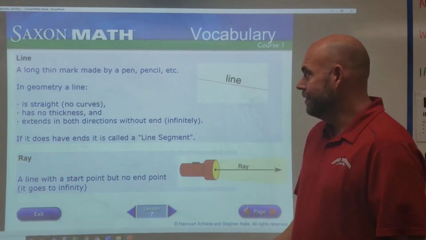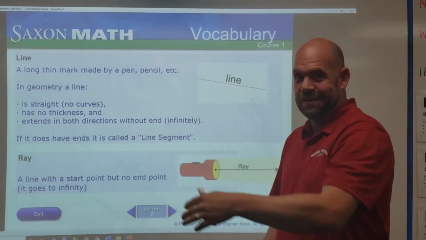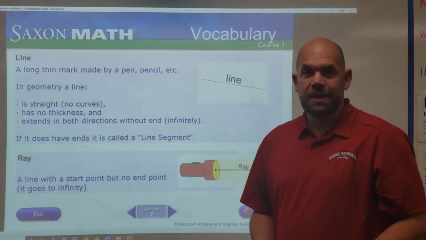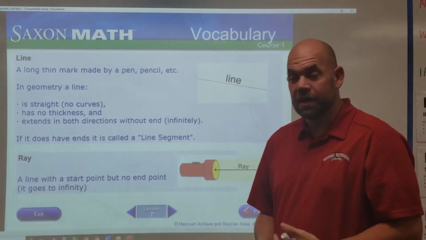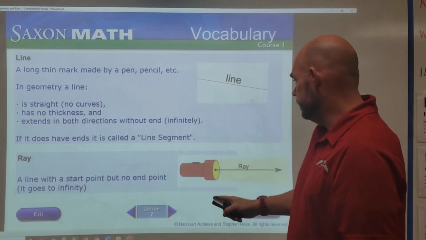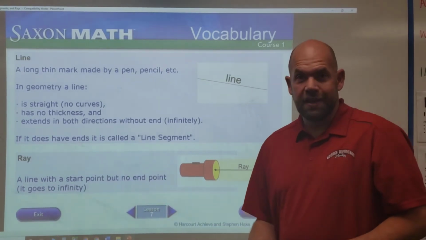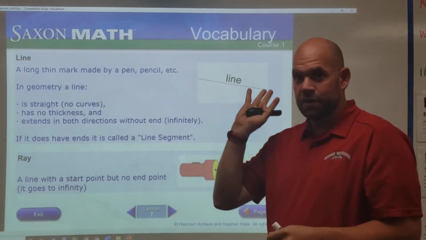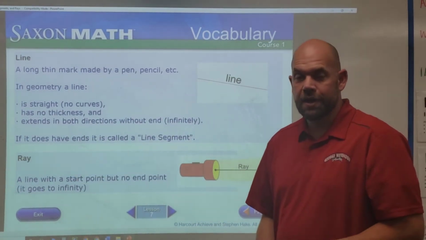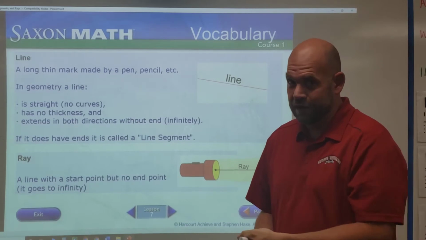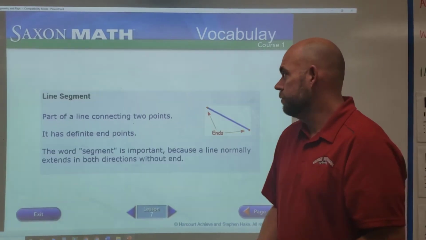Now a line in the normal world is just something that's straight that goes a long distance. But in the mathematical world, we have to be a little more specific with how we talk about lines. So a ray is a line that starts with an endpoint and then it goes on forever. So you think about a flashlight when you think about a ray. Also, a flashlight shoots like a ray of light, so that's an easy way to remember that.